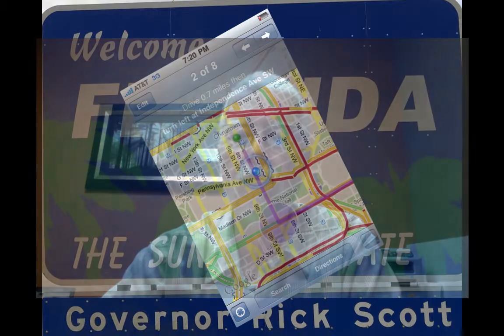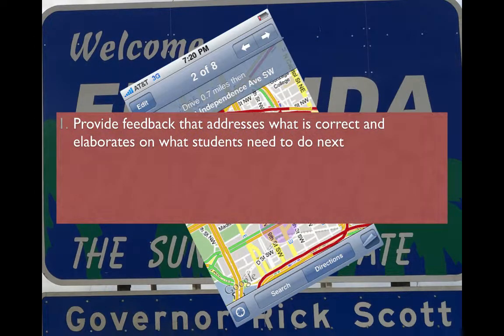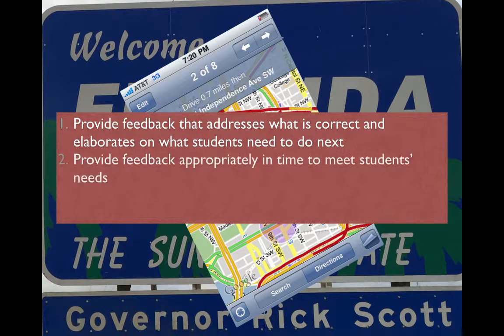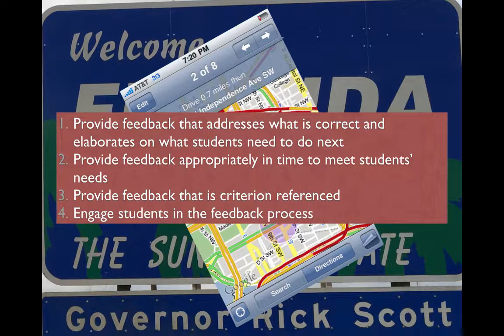Now, our book gives us 4 points to keep in mind in order to provide effective feedback for our students. First, provide feedback that addresses what is correct and elaborates on what students need to do next. Second, provide feedback appropriately in time to meet students' needs. Third, provide feedback that is criterion referenced. And fourth, engage students in the feedback process. So let's look at these in a little more detail.